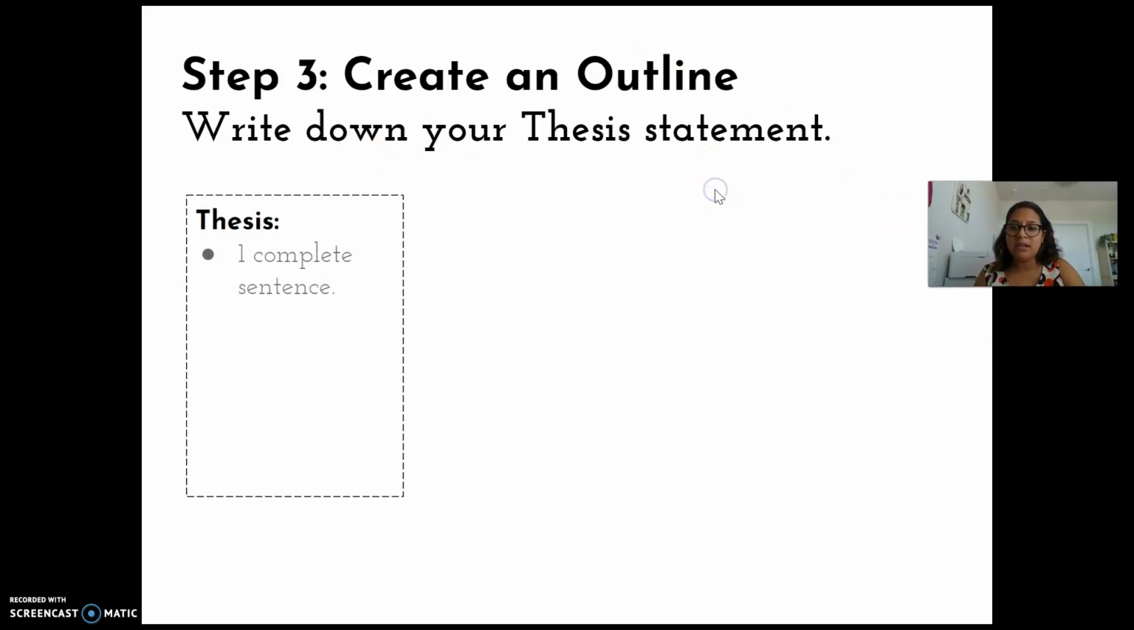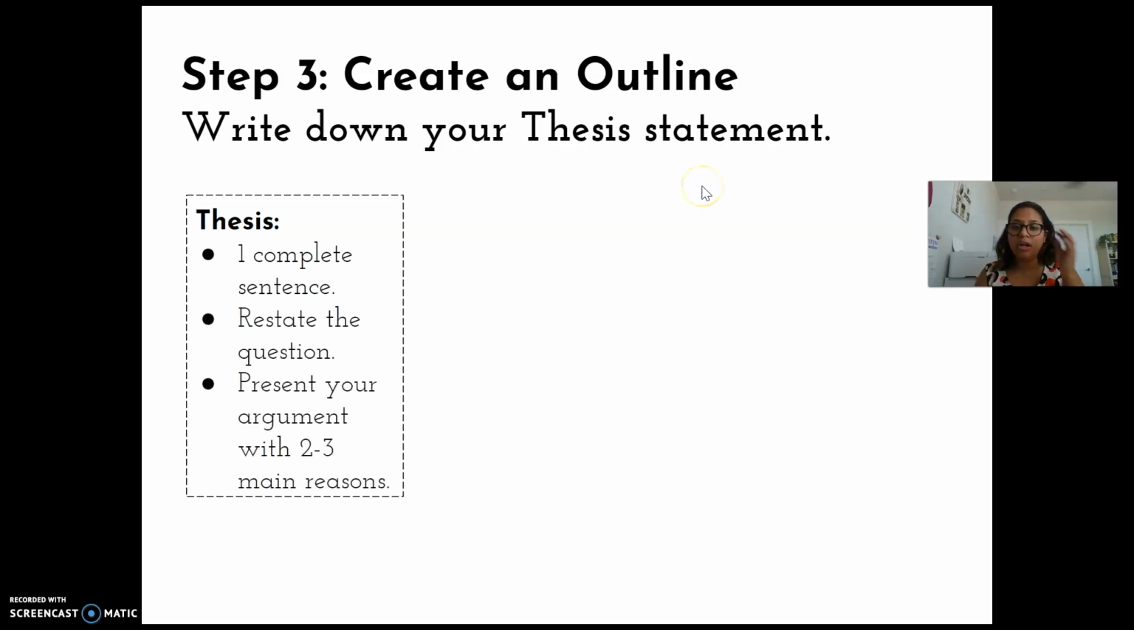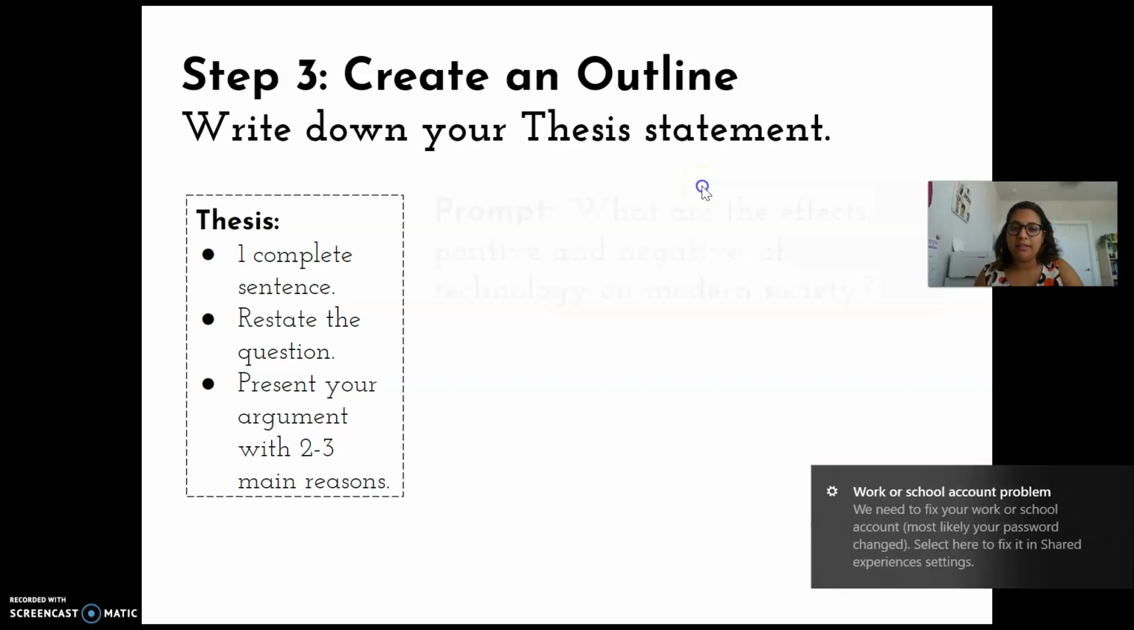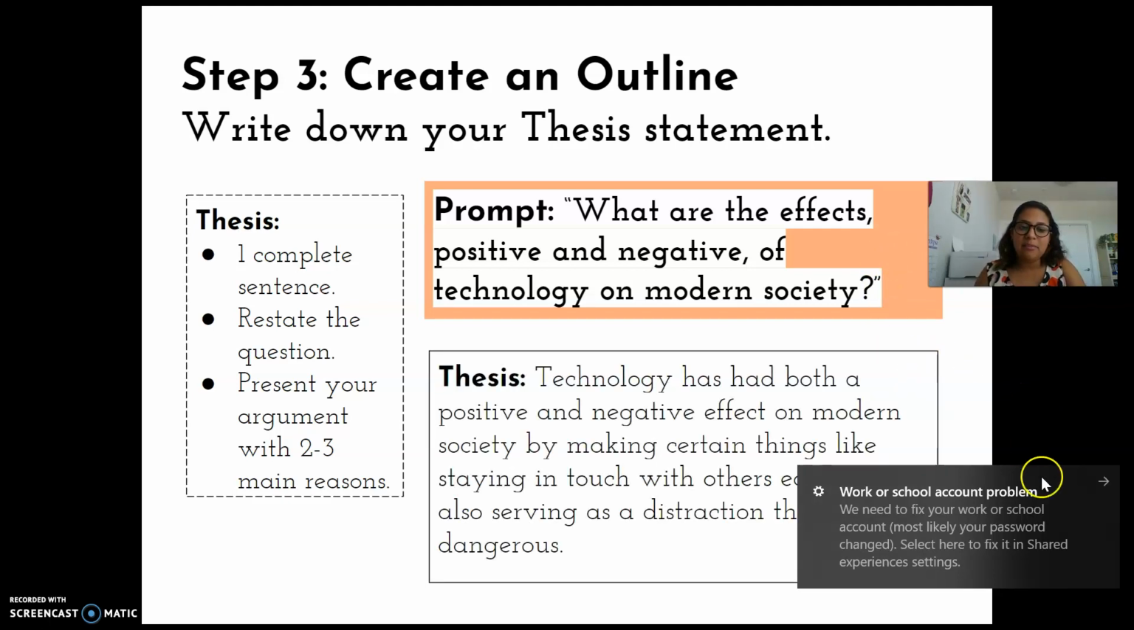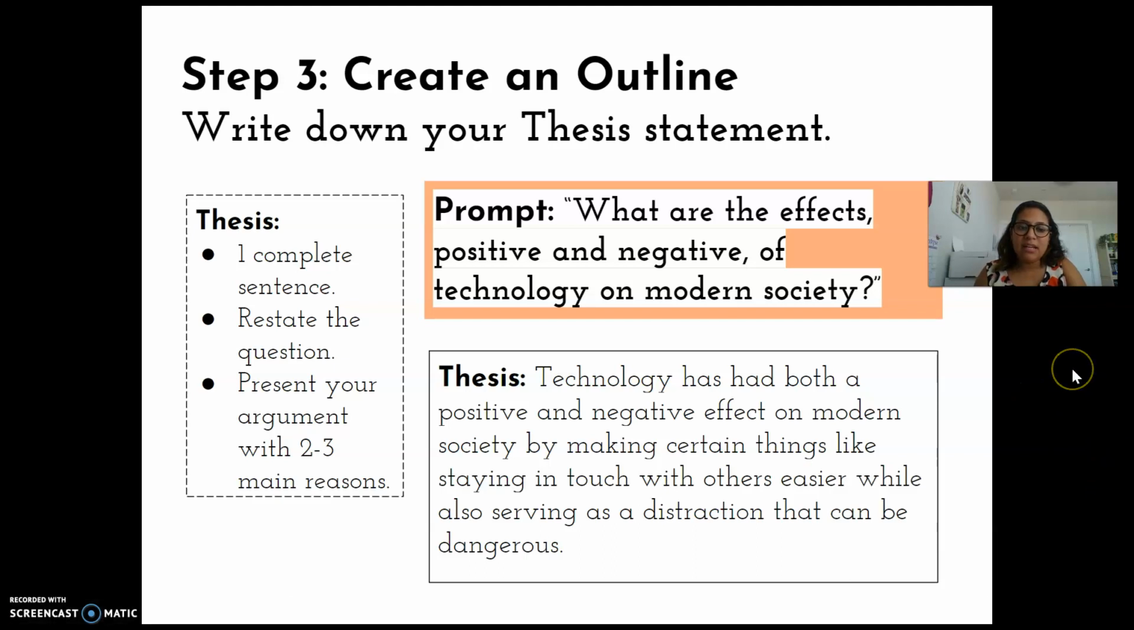A thesis statement is one complete sentence that restates the question and presents your argument with 2 to 3 main reasons. So again, if we take the prompt, what are the effects, positive and negative, of technology on modern society? A thesis statement could look like this. Technology has had both a positive and negative effect on modern society by making certain things like staying in touch with others easier while also serving as a distraction that can be dangerous.